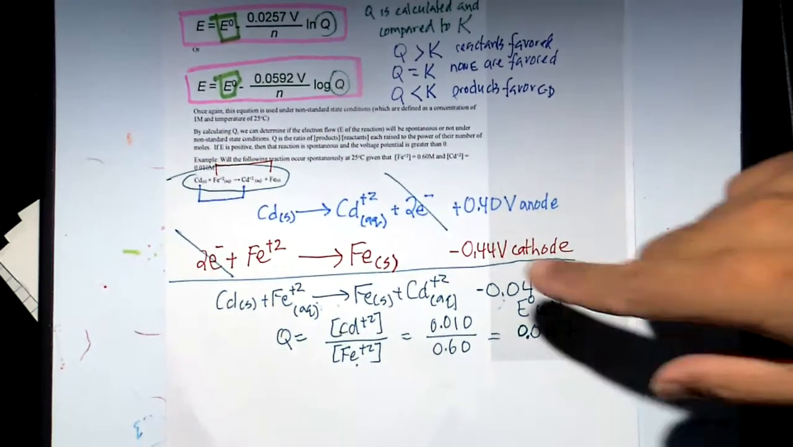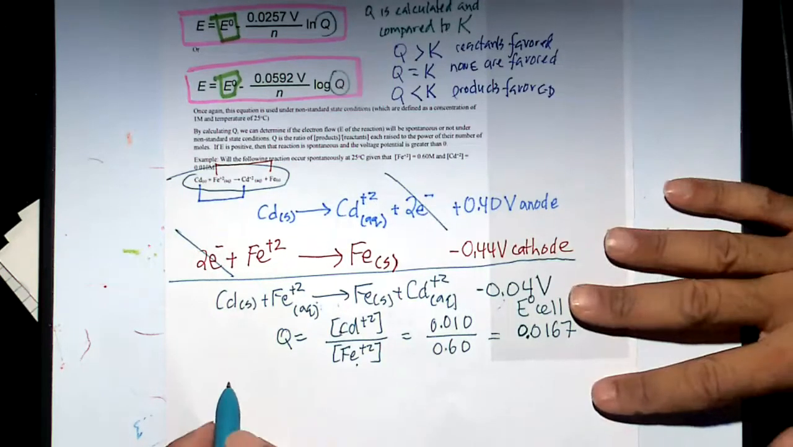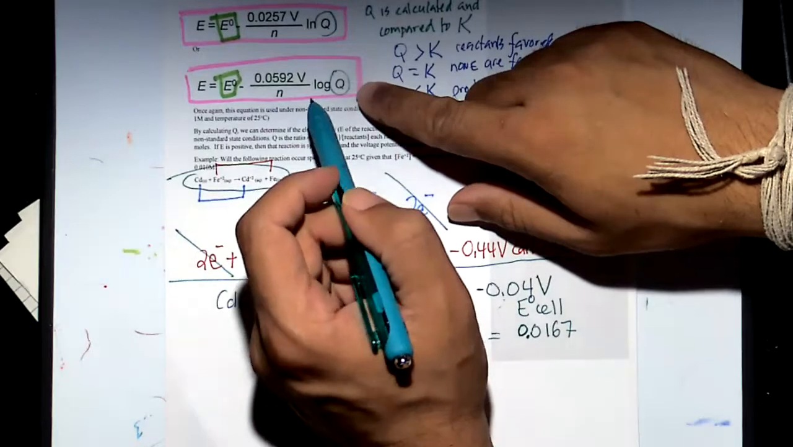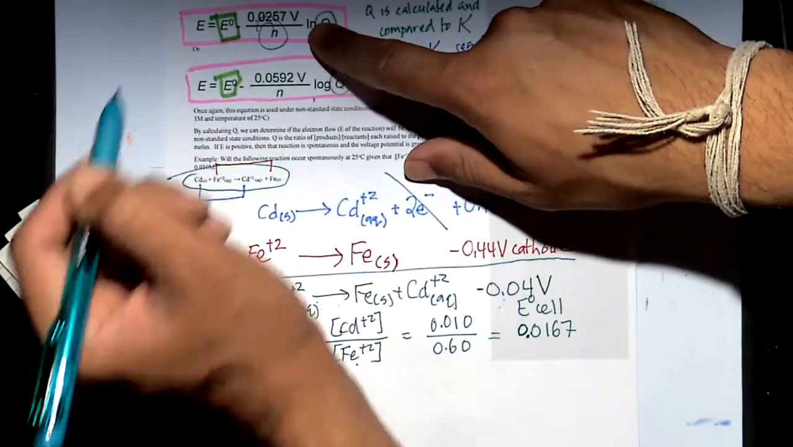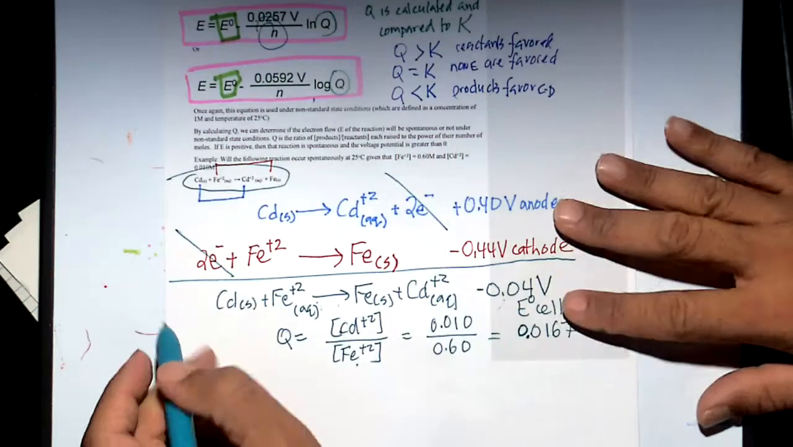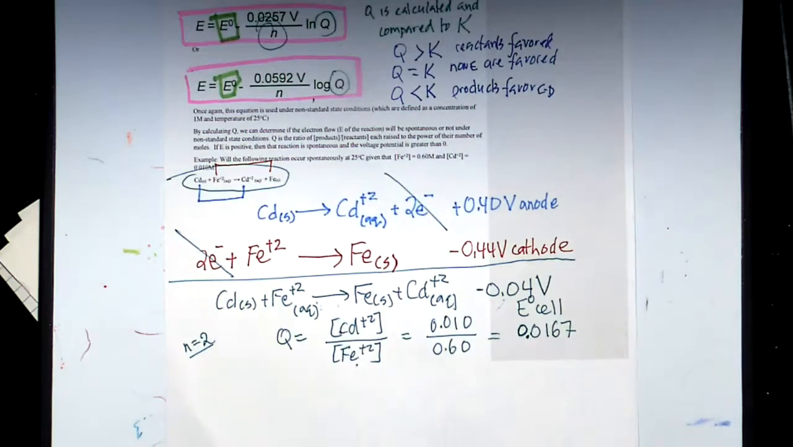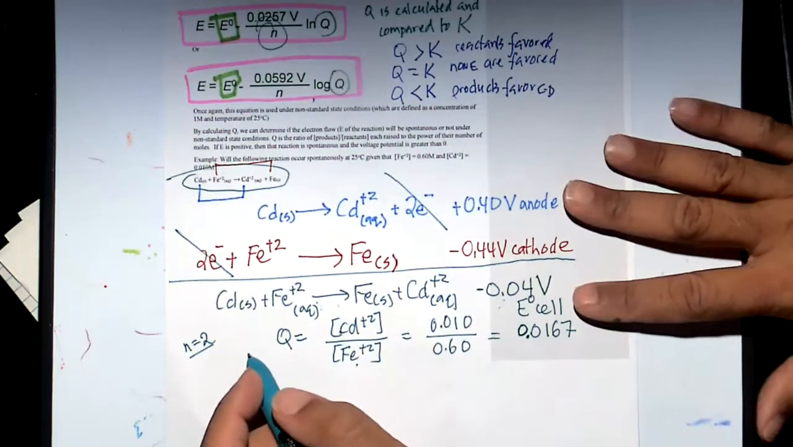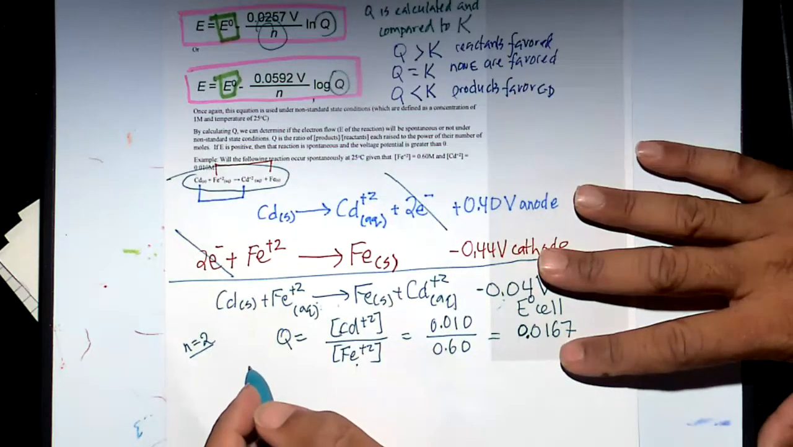Let's plug in our equation. I'll use this one, though it doesn't matter which one you use. But on the exam, if I give you this one, make sure you use this one, okay? By the way, what is N here? Correct. But what is the number? 2. Both are correct, but for this particular reaction, N is 2. This is a 2 electron transfer reaction.